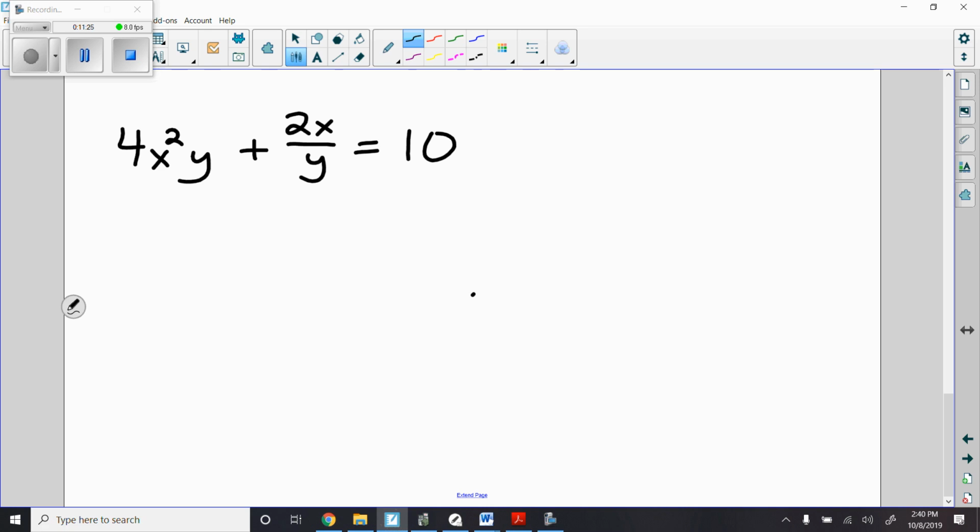So here's what I have. 4x squared y plus 2x over y equals 10. Now, hopefully, as I was writing that, you're thinking about what kind of rules you might need. Rules you're going to need here would be the product rule for 4x squared times y. And you're also going to need the quotient rule here for 2x divided by y. Okay, so I'm going to use product rule for this one.